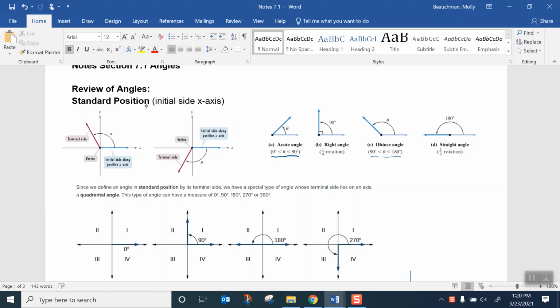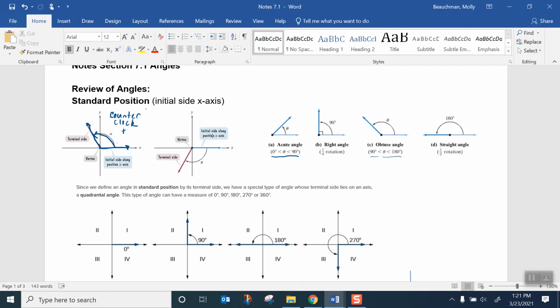So if an angle is in standard position, we're taking our angles and putting them on the coordinate plane. The vertex is at the origin. The initial side is along the positive x-axis, and we rotate counterclockwise for positive. So counterclockwise is a positive angle. And then where we land is the terminal side. So in this case, alpha is a counterclockwise positive angle.